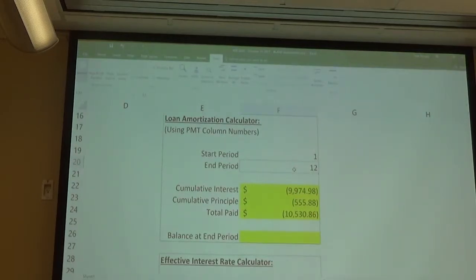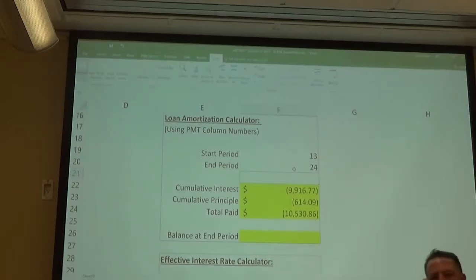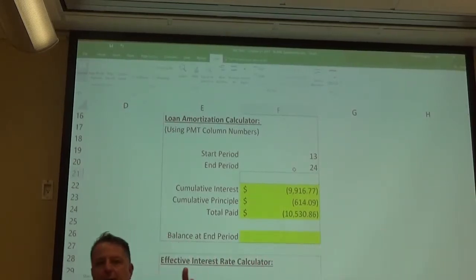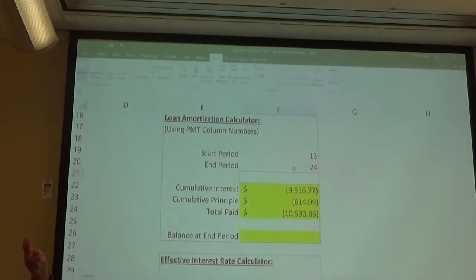Now, here's the thing. What if I wanted to know specifically for a year other than year one? Maybe I wanted to know year 2, year 3, year 4, year 5. So for year 2, what is it going to be? What months? 13 to 24. Think about that for a second. Month 13 is January of the second year. Month 12 is December of the first year. Does everybody follow that? So month 24 is December of the second year.